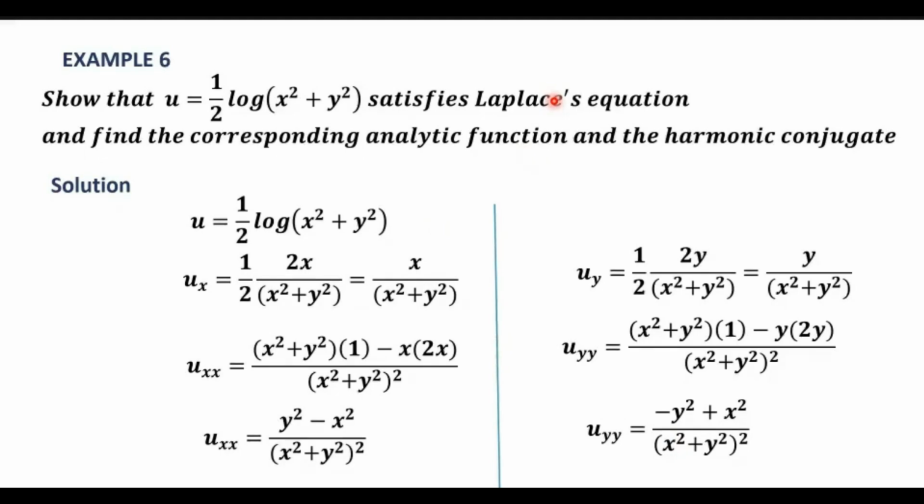One is you have to show that it is harmonic. Second one is find the analytic function. And then the third part is find v. Harmonic conjugate of u will be v.